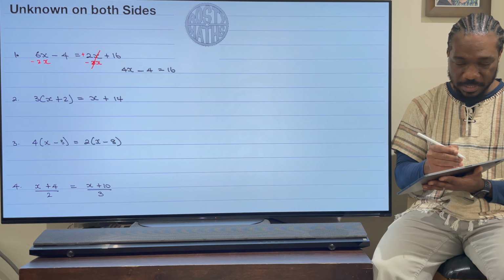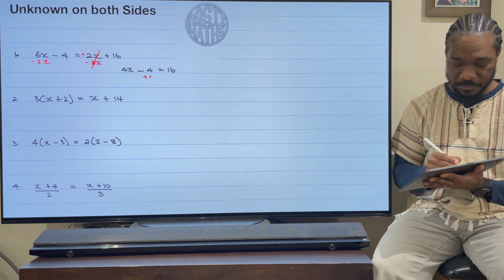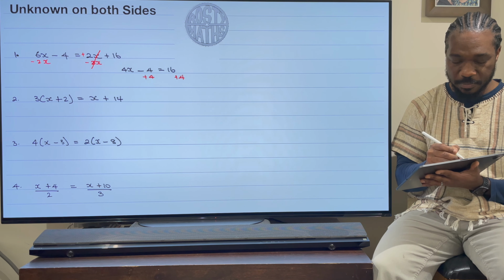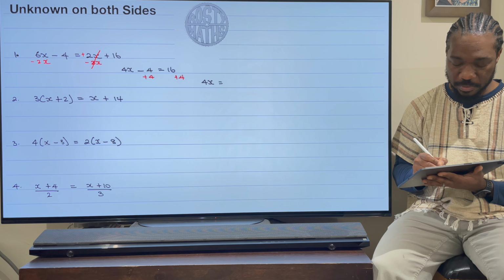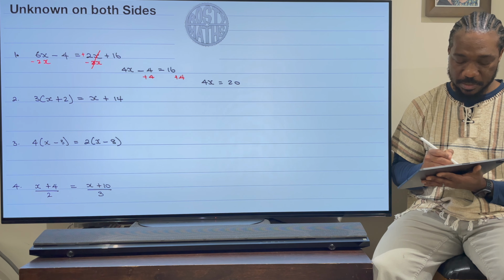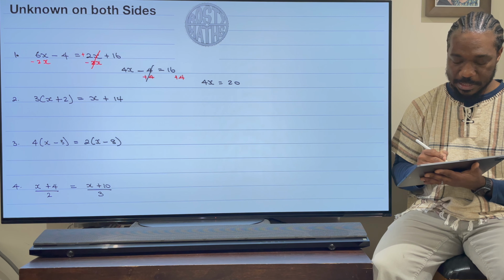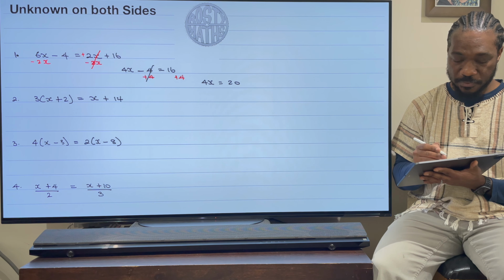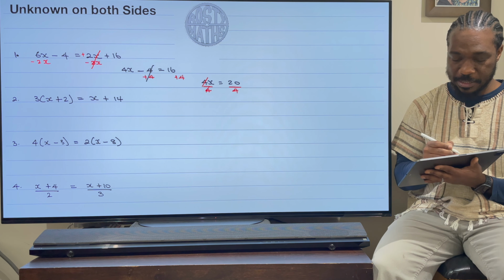So here we go. The next step then would be to add 4 to both sides because we're using the balancing method. And then we're going to have that 4x is equal to 20. That's because this cancels out, so that's gone, and then 16 add 4 is 20. And then we finish off by dividing both sides by 4, like so. Those cancel out.